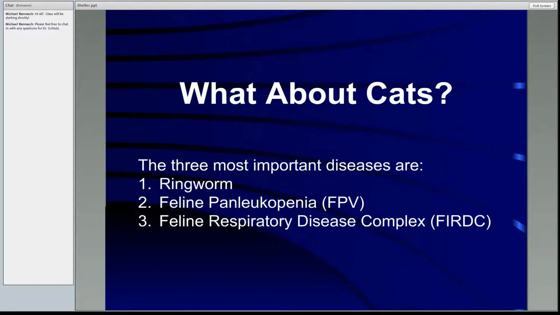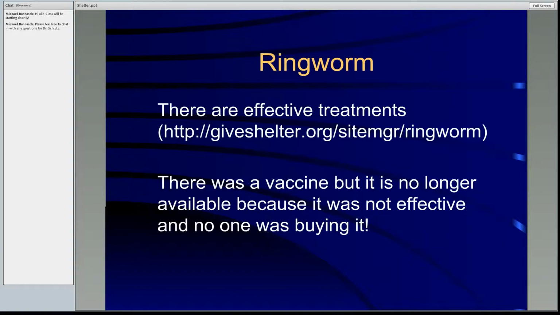What about cats? The 3 most important diseases are ringworm. You talked about that already in detail, so we're not going to talk about that other than I'm going to tell you that we had a ringworm vaccine for cats years ago, but it's no longer available. It's off the market. Feline panleukopenia, clearly the most important. And feline respiratory disease complex.